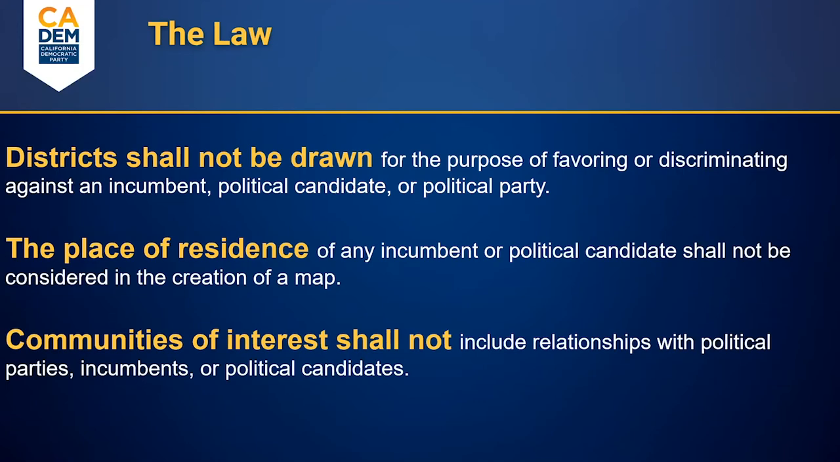And we're going to talk about communities of interest in a little bit. Critically, those are not defined as relationships with a political party, incumbent, or political candidates. So it's easy to say, my community, everybody has Joe Biden signs in front of their houses. That's really not what this commission is looking at, and really not the way they are allowed by law to define communities. So if we advance.